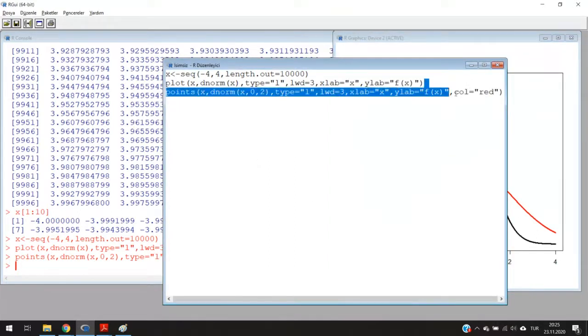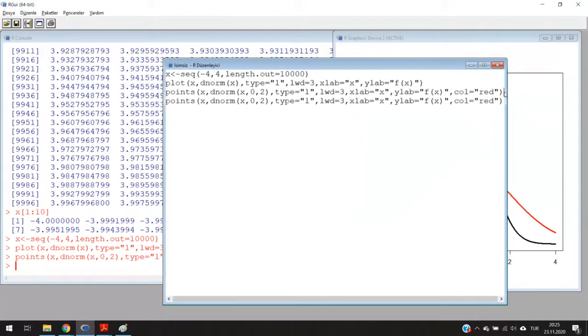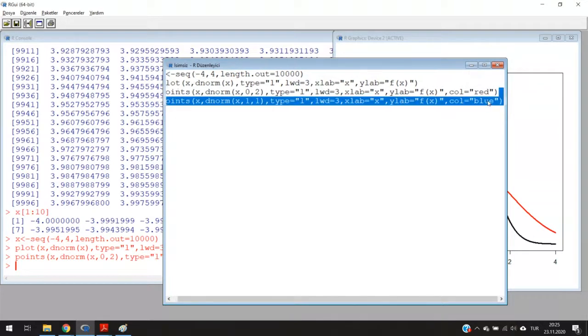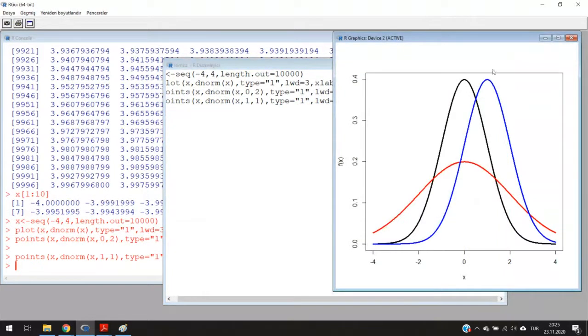And let's see the effects of changing the location parameter. This time, we will say that we will have 1 here. The location parameter will be 1, and the scale parameter will be again standard, 1. And this time it will be blue. So what changes is exactly here. What changes is only the location of the distribution.